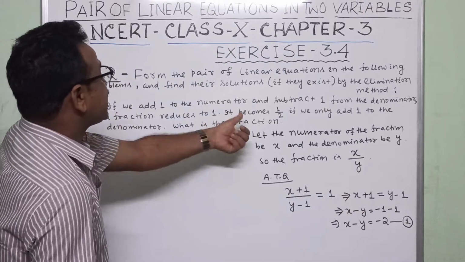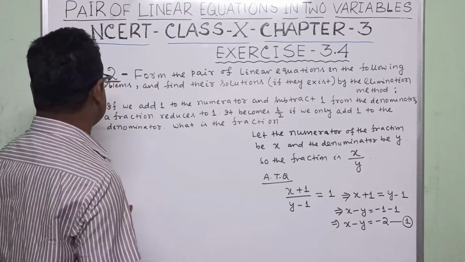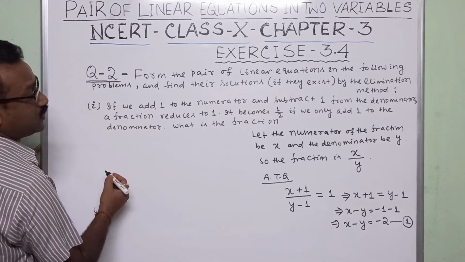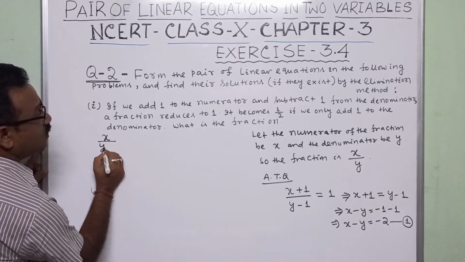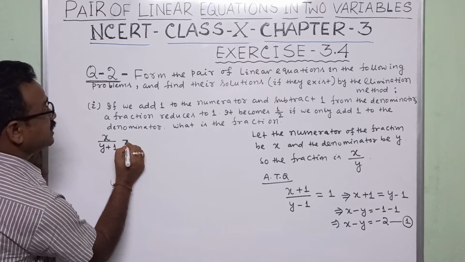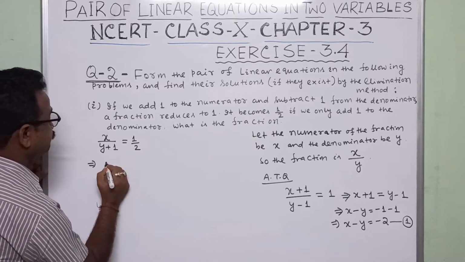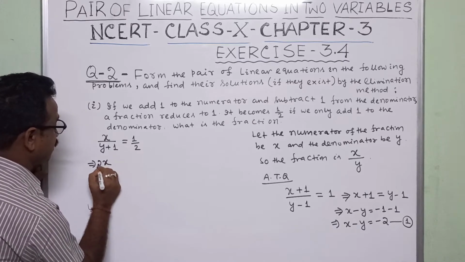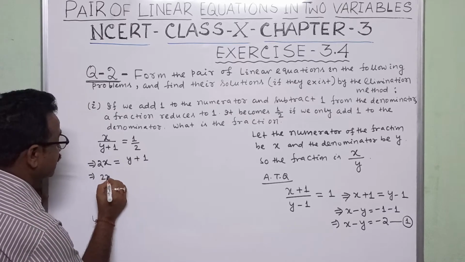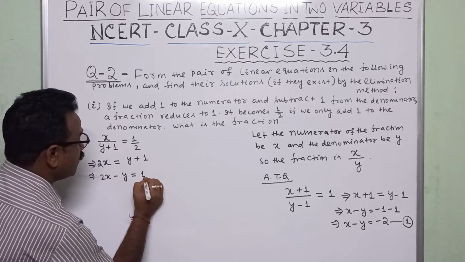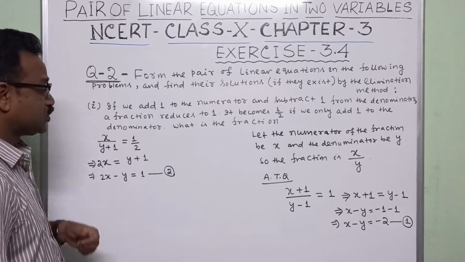Now come to the next part. It becomes 1 by 2 if we only add 1 to the denominator. So we have to add 1 to the denominator: x by y plus 1 is equal to how much? 1 by 2. That implies 2x is equal to y plus 1, so 2x minus y is equal to 1. This is equation 2. Now we have equation 1 and equation 2.